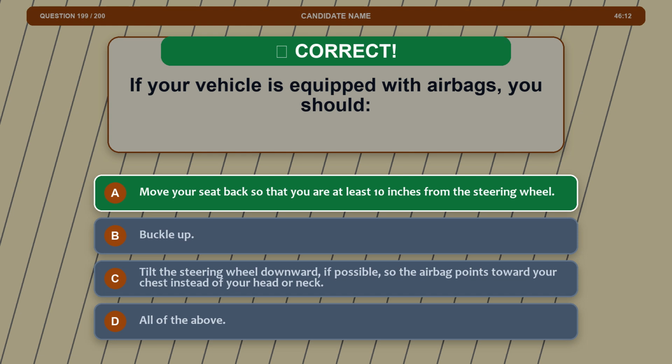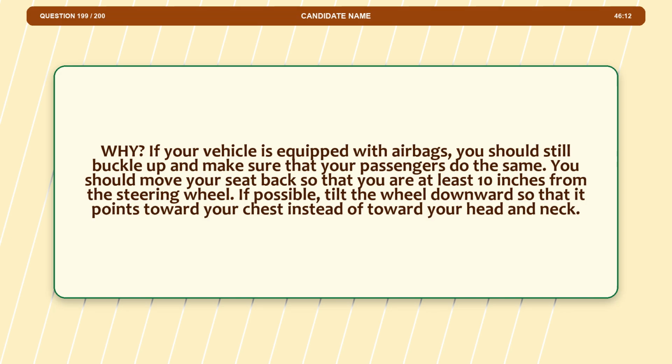Move your seat back so that you are at least 10 inches from the steering wheel. Explanation. If your vehicle is equipped with airbags, you should still buckle up and make sure that your passengers do the same. You should move your seat back so that you are at least 10 inches from the steering wheel. If possible, tilt the wheel downward so that it points toward your chest instead of toward your head and neck.